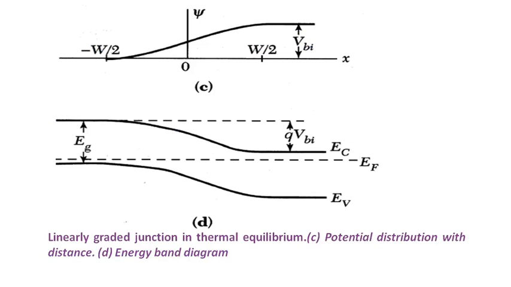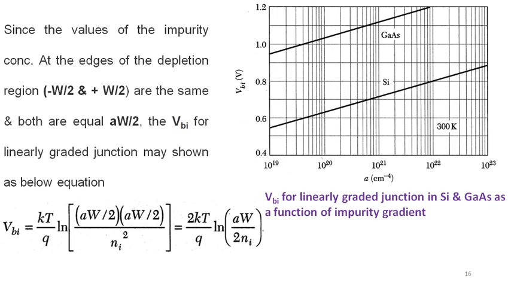See here, from 0 to the built-in potential, and the last one is the energy band diagram for the linearly graded junction, showing how it differs from the abrupt junction. Since the values of the impurity gradient at the edges of the depletion region, minus W by 2 and plus W by 2, are the same, we can calculate the built-in potential for the linearly graded junction below.